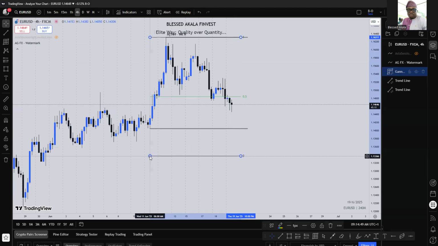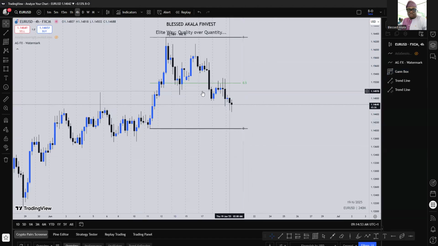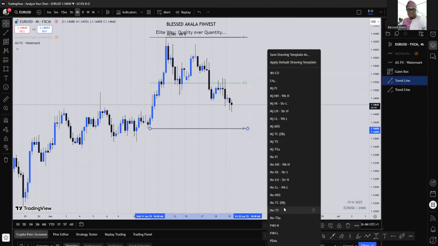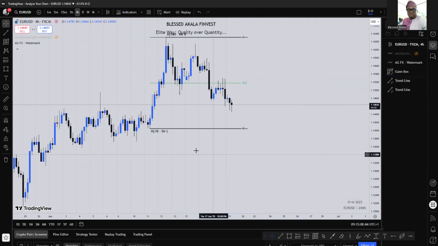This is our daily range, and we can see our price is moving, tampering with the 50% of our daily range. So this is the high, and this is the low, this is the strong low. We are expecting this place to be protected.